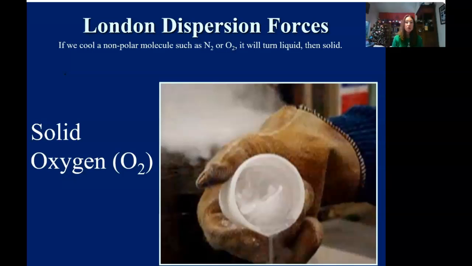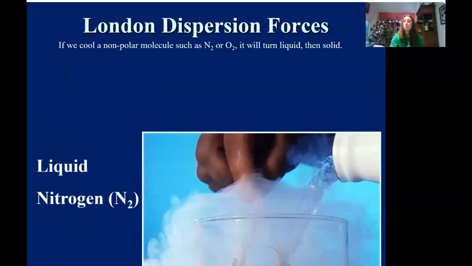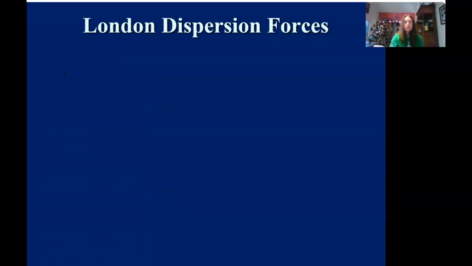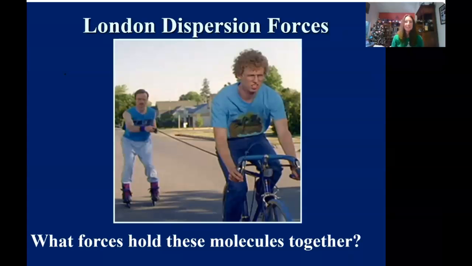Most of these molecules are gases, like N2 and O2. The reason they're gases is because there's nothing strong holding them together. Remember, if something is tightly held together, which means it's very strongly attracted to something else, then it's going to be a liquid or a solid. But if it's not strong, it's going to be London dispersion forces.